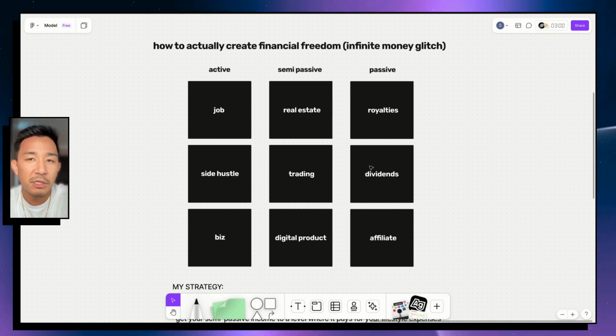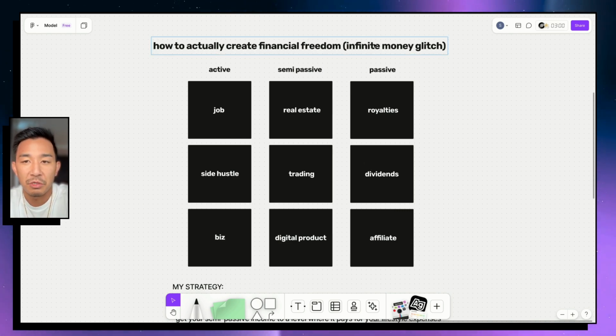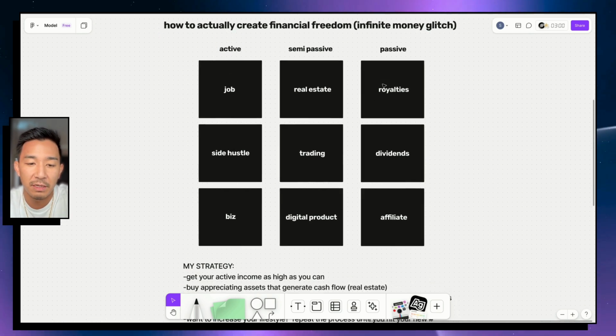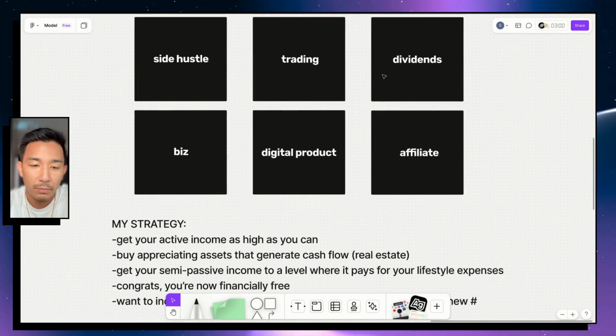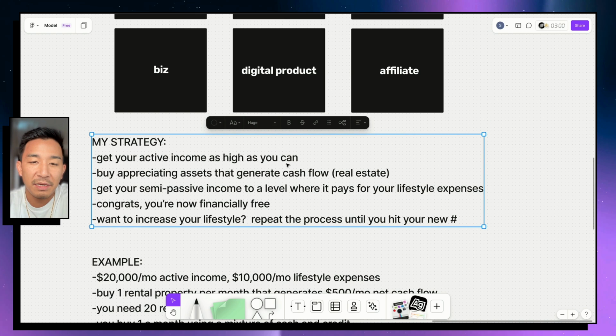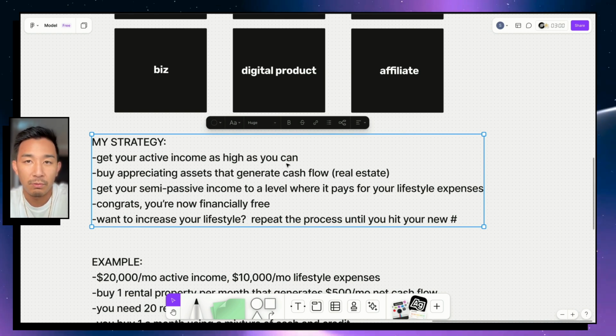So what is my strategy to actually create financial freedom and to create this infinite money glitch, if we're considering all these buckets of income: active, semi-passive, and passive income? Well, my strategy is right here. You need to first get your active income as high as you can, okay? As high as you can.